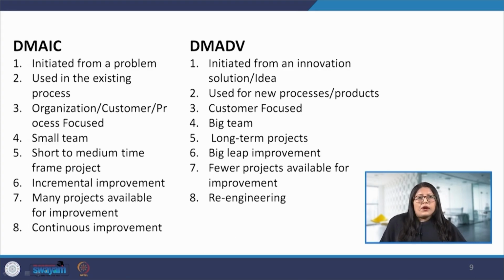Existing processes employ DMAIC, whereas new processes use DMADV. You can also see the differences in the size of the team, because in DMAIC we are going to improve and control, but the product or the service is already operational. So, we need a smaller team. But in DMADV, since it is a new product or service, a lot of brains would be required for the processes of define, measure, analyze, design and verify or validate. So, a larger team is expected.